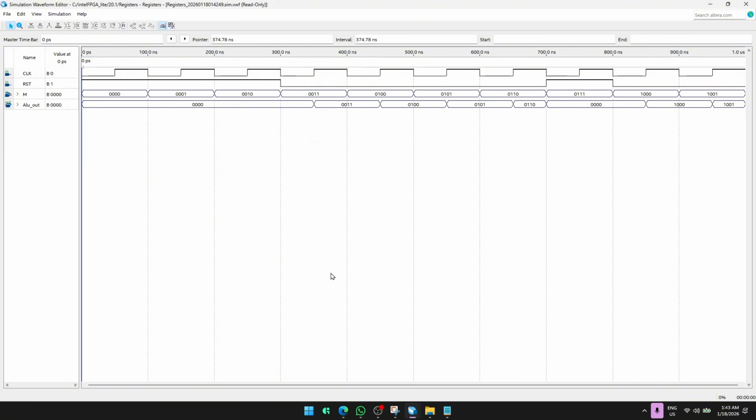The register clears when the input RST is high. When RST goes low, the register becomes active. On the next rising edge of the clock, the input value 0011 is sampled and successfully latched to the output. Observe that between clock pulses, even if the input M changes, the output stays stable. It only updates exactly at the rising edge of the clock, such as at 400 nanoseconds and 500 nanoseconds.